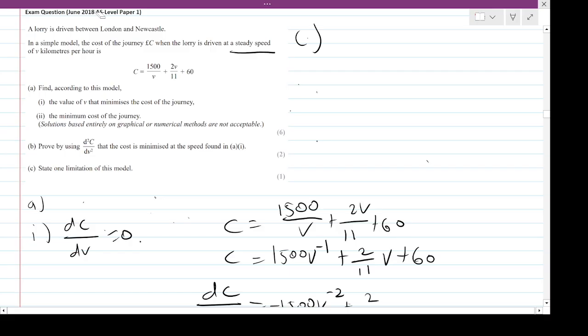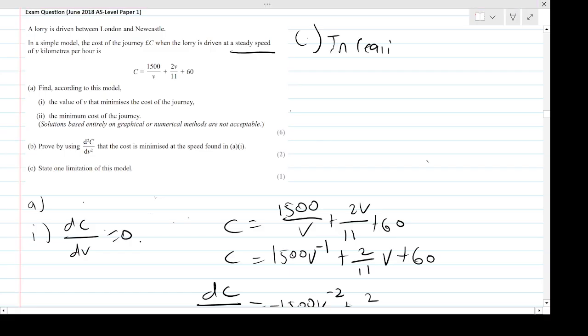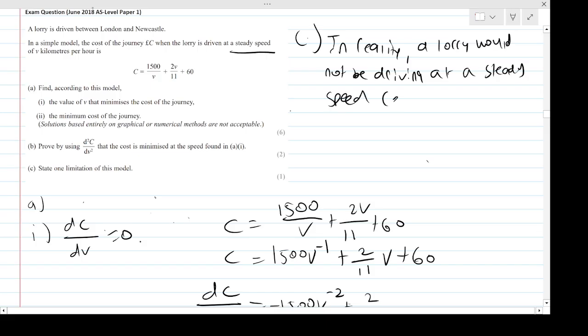So the limitation is, in reality, a lorry would not be driving at a steady speed, e.g. because of traffic, right? That will slow you down and bring you to a halt.